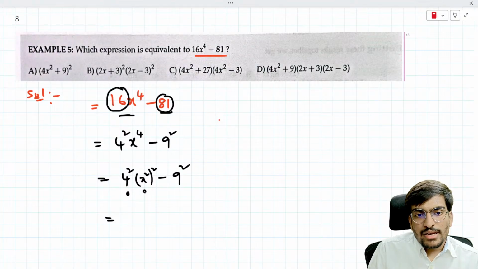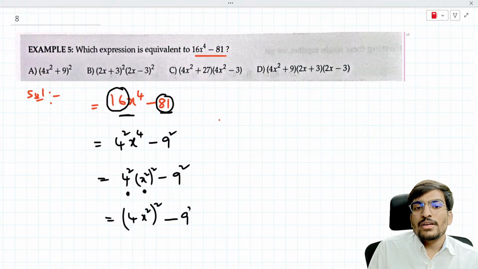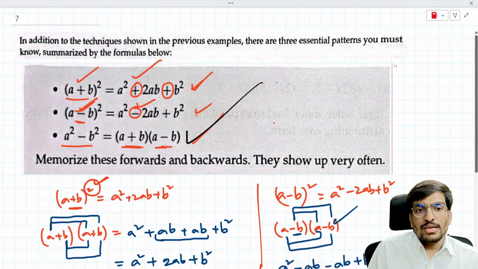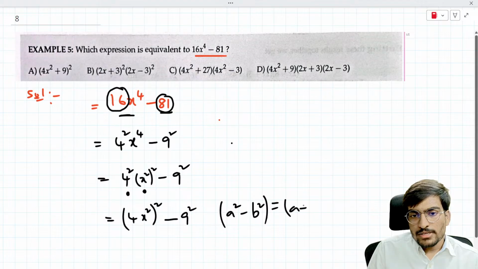This 4 square x power 4, I will write it as 4 x square whole square. So when you put this square, it will be 4 square and this will be x power 4. 4 square x power 4, still the same. So now these terms are in what format? A square minus b square form. The formula we just saw: a square minus b square is a plus b into a minus b. So that's going to be a plus b times a minus b.